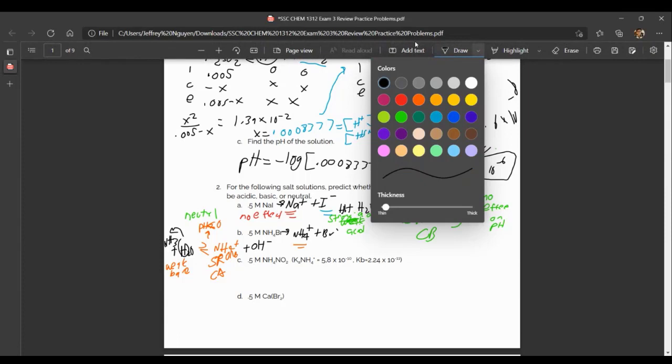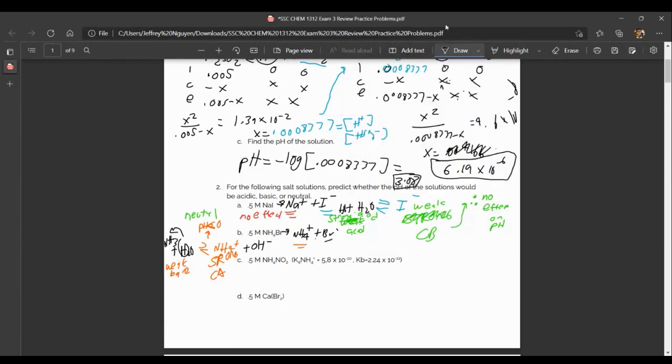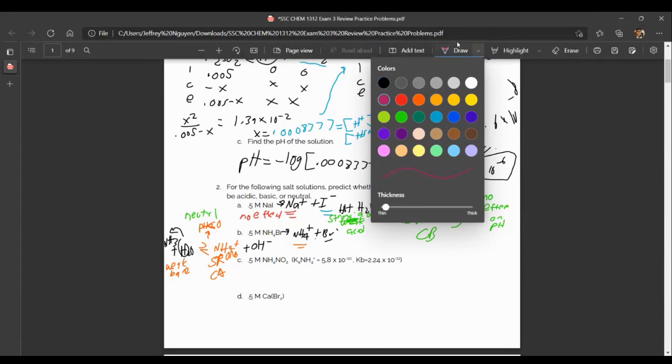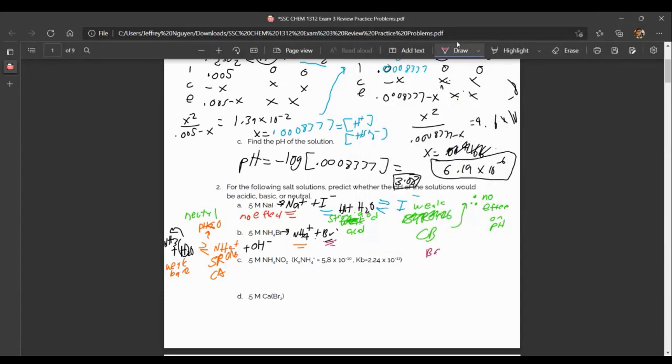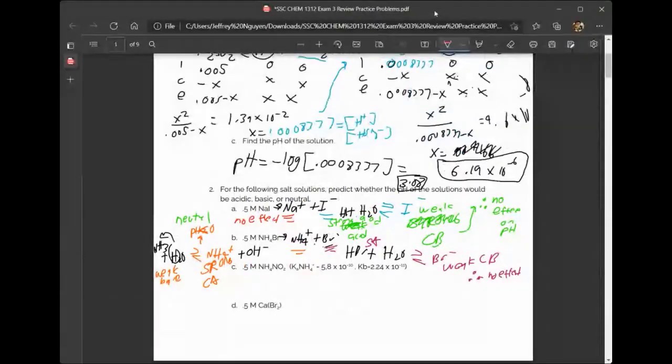So we have Br−, which I'll write in this color. Same thought process: it had to undergo a reaction with water, but let's deduce what reaction would have happened. Br− is achieved when you react HBr, and HBr is what we call a strong acid. So this is a weak conjugate base, a weak conjugate species, so no effect on pH. The only one that has an effect on pH would be the NH4+.